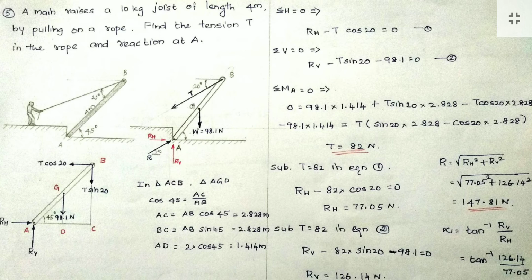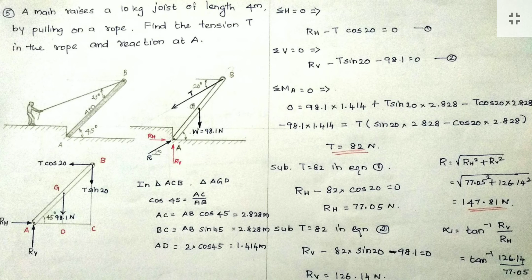So at equilibrium we can use sigma resultant equal to 0. Resultant means sigma H equal to 0, sigma V equal to 0, and moment at any point equal to 0. Initially I find sigma H equal to 0. Sum of all horizontal forces: one horizontal force towards right RH, one horizontal force T cos 20 towards left, equal to 0. Let it be equation number 1.